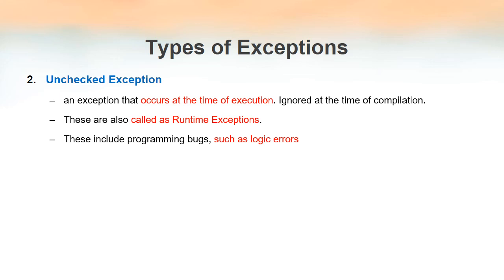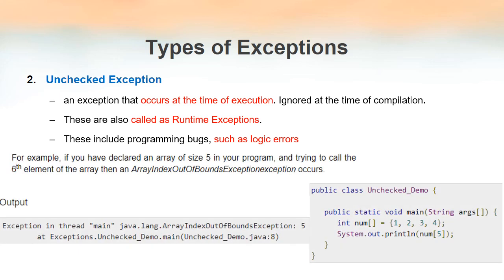These exceptions include programming bugs like logical errors. One of the most commonly occurring unchecked exceptions is the array index out of bounds exception. Suppose we have declared an array of size 4. The index number starts from 0 and goes up to 3, since there are only 4 elements. If the size of the array is 5, the last index number will be 4. And if we try to access any element at index number 5, the exception that occurs will be array index out of bounds exception, because we have only index numbers up to 4.